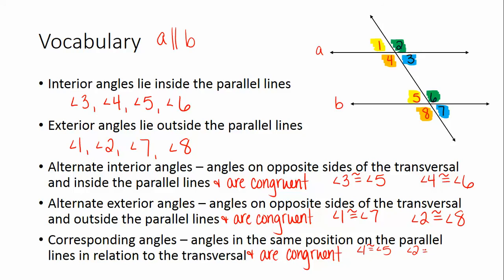Angle 2 is congruent to angle 6. Angle 3 is congruent to angle 7. And angle 4 is congruent to angle 8. Those angles are in the same position. So 1 and 5 are kind of the upper left, 2 and 6 are the upper right, 3 and 7 are the lower right, and 4 and 8 are the lower left. So these are really important definitions that you need to familiarize yourself with.